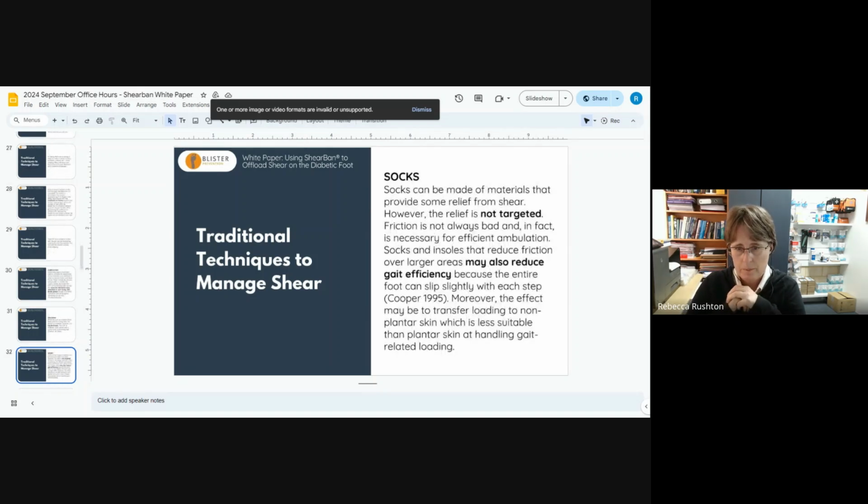Socks can be made of materials that provide some relief from shear. The best that I know of in terms of blister management is armor skin socks. They're very slippery. However, the relief is not targeted. Friction is not always bad, and in fact, it's necessary for efficient ambulation, and one would argue, particularly when balance is less than ideal. Socks and insoles that reduce friction over large areas may also reduce gait efficiency because the entire foot can slip slightly with each step. Moreover, the effect can be to transfer loading to non-plantar skin, which is less suitable than plantar skin at handling gait-related loading.